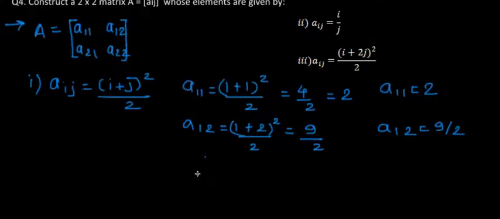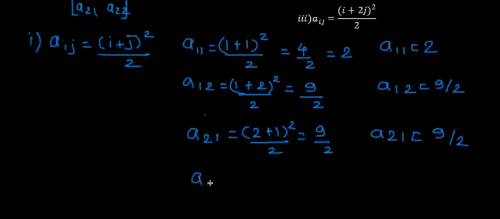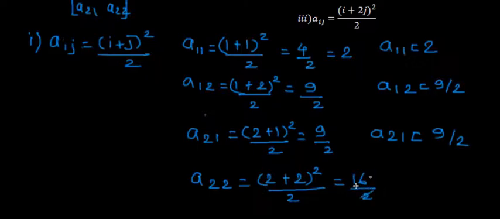The next one is a21, which will be (2 plus 1) the whole square divided by 2. So this will be how much? 3 square, again it is 9 by 2, so I got the value of a21 as 9 by 2 again. And the next one is a22. To find a22, I'll just put i value as 2 and j value as 2. I'll square them, I'll divide it by 2. So this is 4 square, which is 16 by 2. I'll get 8 as my answer. So I got a22 as 8.